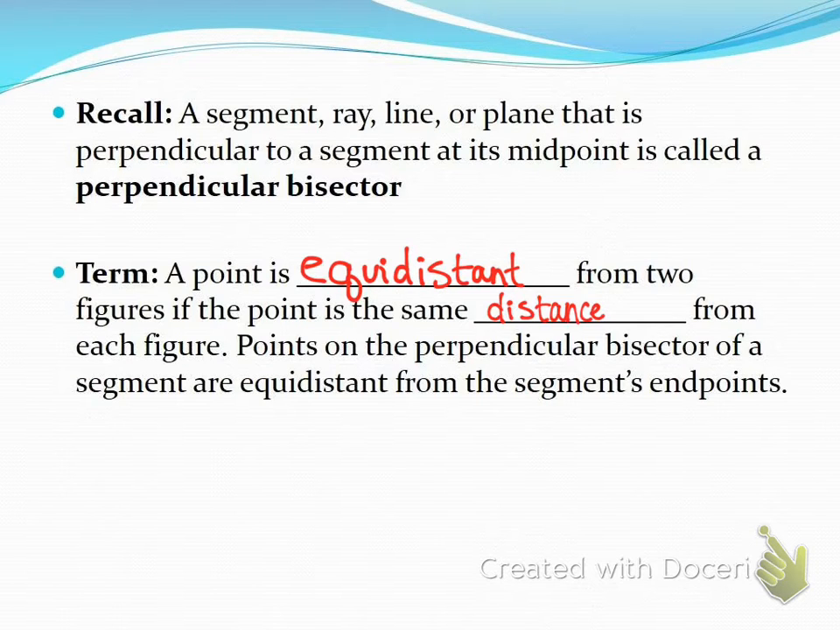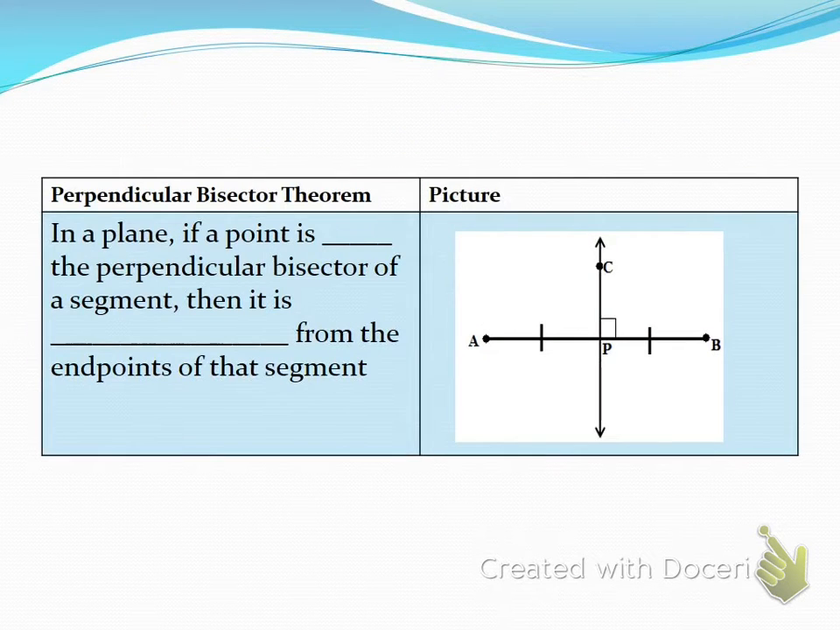Okay, so remember, for it to be a perpendicular bisector, it has to satisfy two things. It needs to be perpendicular, which means it forms a right angle at the midpoint. So it has to be both perpendicular and bisect at the same time. So we have a theorem that says in a plane, if a point is on the perpendicular bisector of a segment, then it is equidistant from the endpoints of that segment.